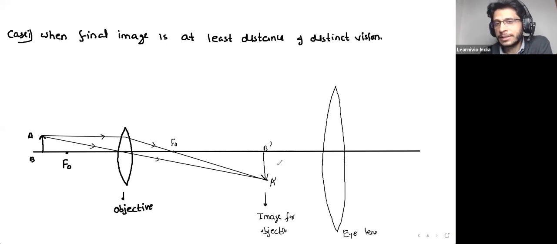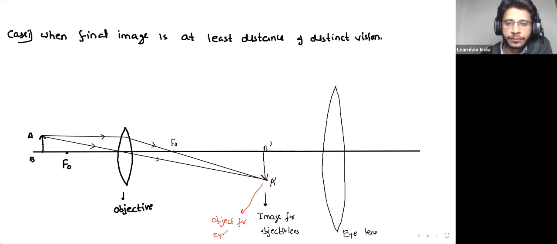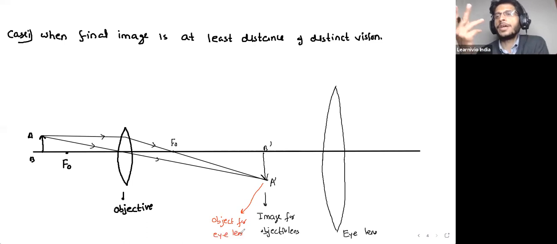For the eye lens, this A prime, B prime will act as an object. So A prime, B prime is an image for the objective lens, but for the eye lens, I'm using red color for the eye lens, this will act as an object. This is the object for the eye lens. Same A prime, B prime: image for the objective lens, but object for the eye lens. Now, this is the optical center of the eye lens.